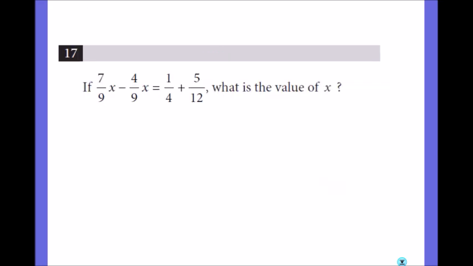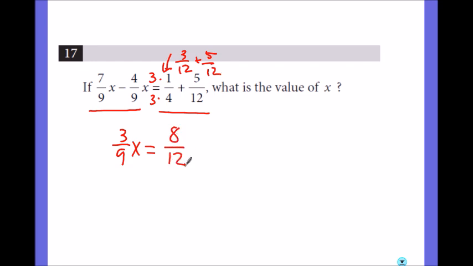17. If 7 over 9x minus 4 over 9x equals that, what is x? So let's combine these. It's a common denominator, so I can combine the numerators. 7 minus 4 is 3 over 9. x equals 2. For the common denominator, I have to multiply by 3 and 3. So this one becomes 3 over 12. So 3 over 12 plus 5 over 12 is 8 over 12. Simplify it. 3 over 9 is 1/3 of x equals 2.